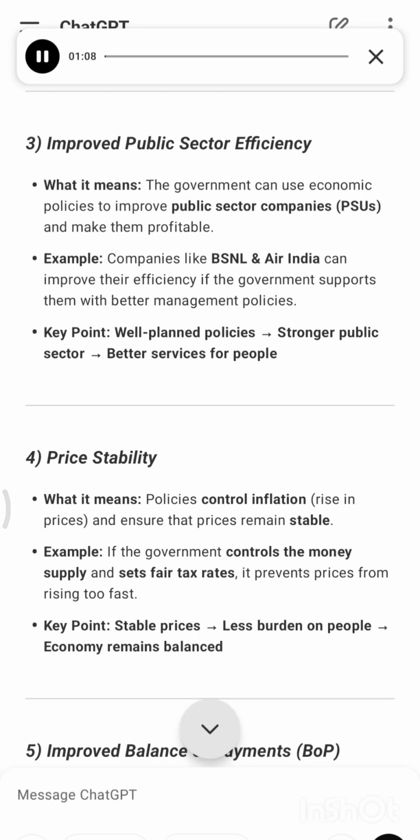3. Improved public sector efficiency. What it means: the government can use economic policies to improve public sector companies and make them profitable. Example: companies like BSNL and Air India can improve their efficiency if the government supports them with better management policies. Key point: well-planned policies, stronger public sector, better services for people.